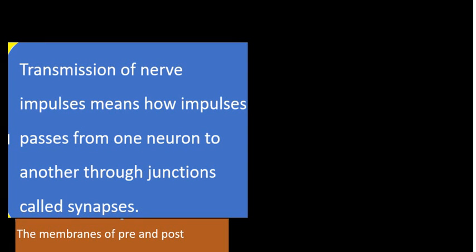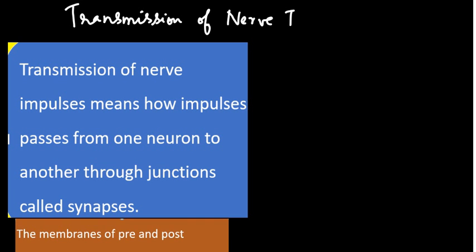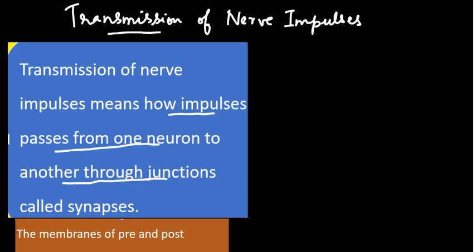Transmission of nerve impulses. Earlier, we have learned conduction of nerve impulses. The difference between conduction and the word transmission is like this. Transmission is the movement, or how the impulses pass from one neuron to another through the junctions called synapses.